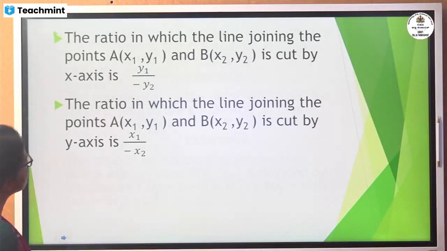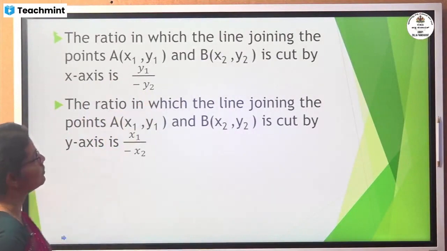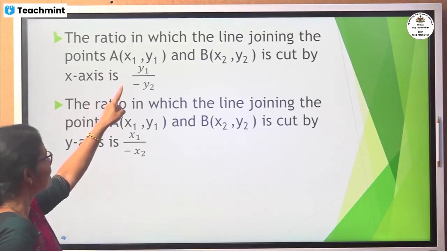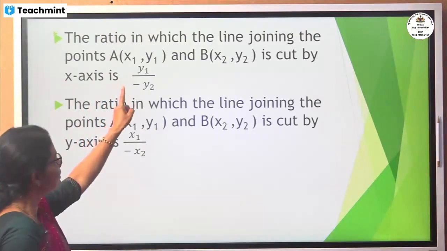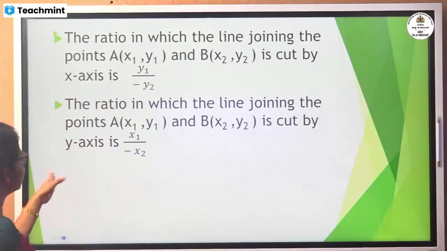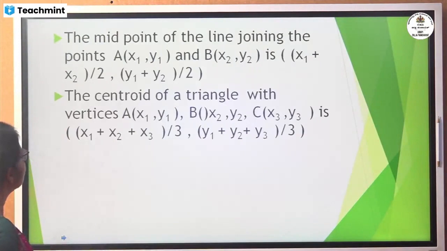Similarly, the ratio in which the line joining the points A of x1 comma y1 and B of x2 comma y2 is cut by x-axis, the formula is y1 by minus y2 or minus y1 by y2. Similarly, cut by y-axis, that is minus x1 by x2. You can use these formulas directly.